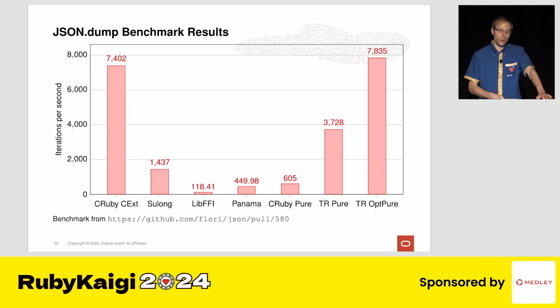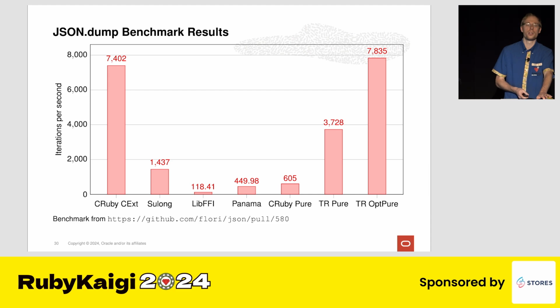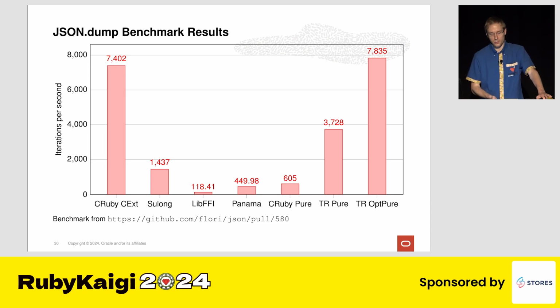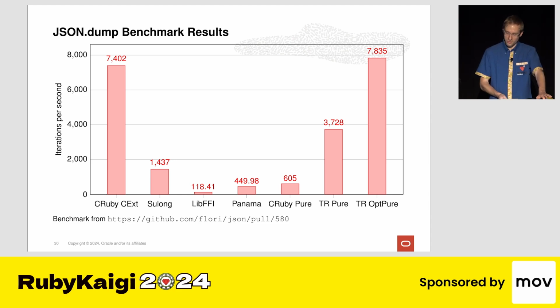If we take a more realistic benchmark, like serializing JSON, we see that CRuby does about 7,400 iterations per second, which is quite good. And that's, of course, using the JSON C extension. And Sulong only does 1,400. That's a bit unfortunate and surprising that it's so much slower. But I think one of the reasons is this RSTRING_PTR stuff. Extra string copies are pretty expensive for this extension. But then libffi is way worse. And Panama is still 4 times faster than libffi, but still so far away from Sulong and CRuby.